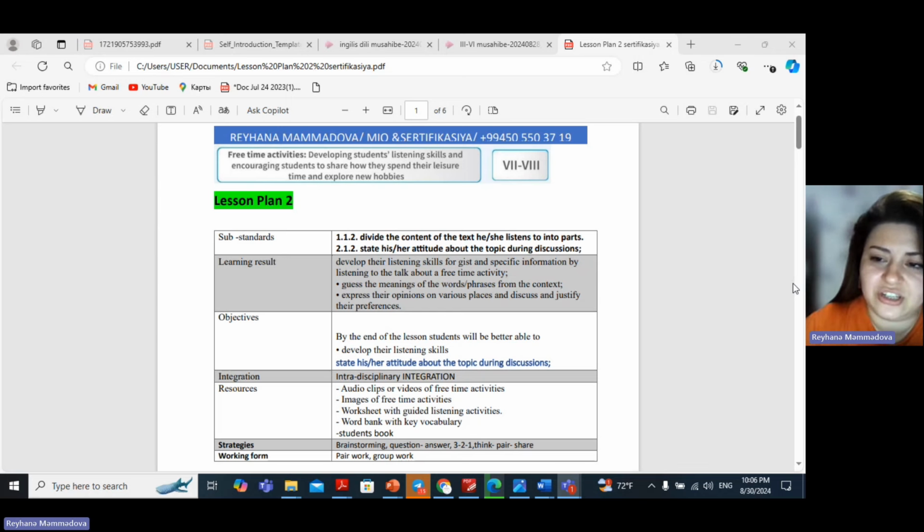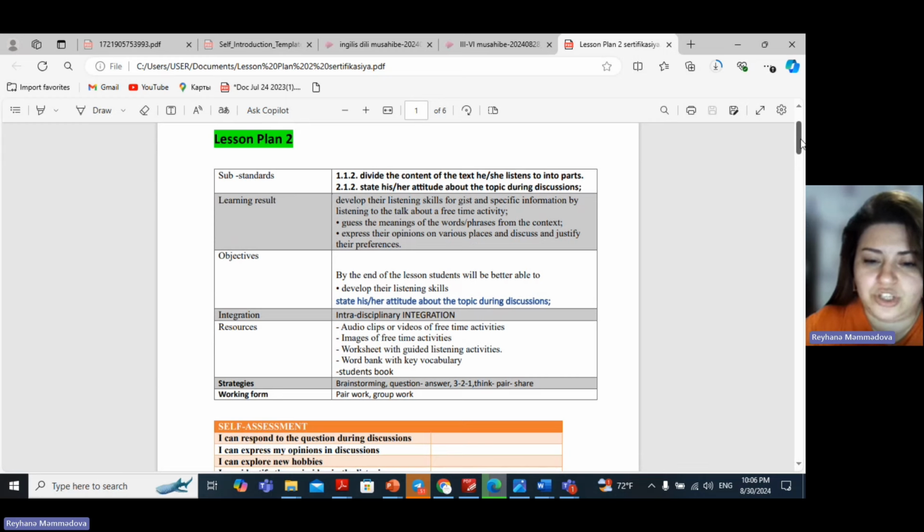And my integration is interdisciplinary integration. My resources: I use audio clips or videos of free time activities, images of free time activities, a worksheet with guided listening activities, a word bank with key vocabulary, and it's important to mention the student book.